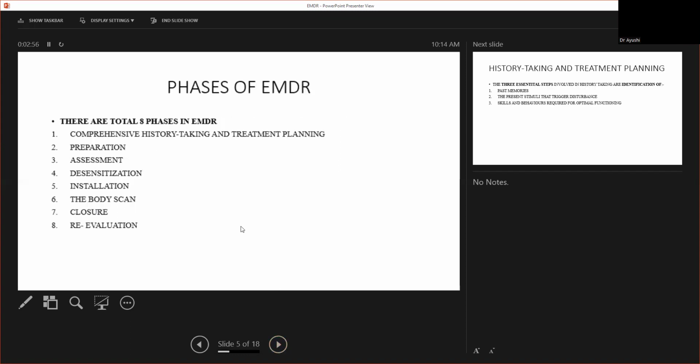Let's talk about phases of EMDR. There are a total of 8 phases. First being comprehensive history taking and treatment planning, then preparation, then assessment, then desensitization, then installation, then the body scan, then closure, and lastly the re-evaluation.